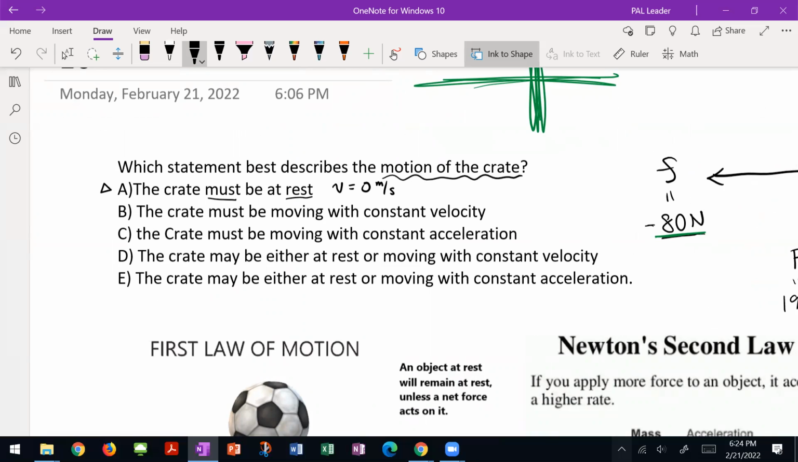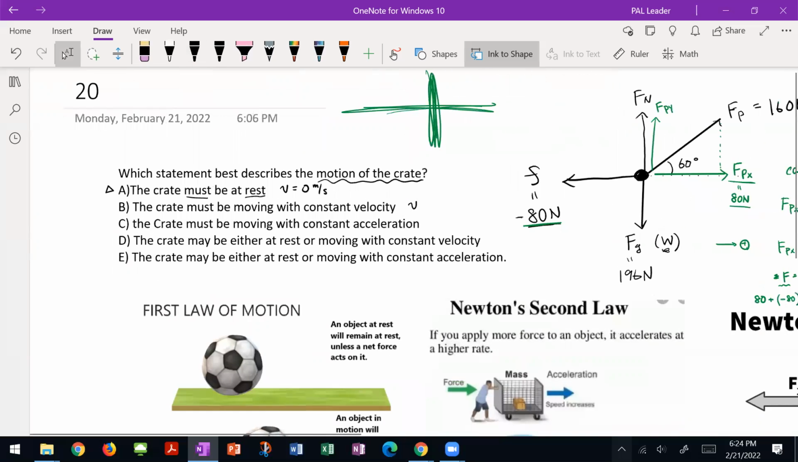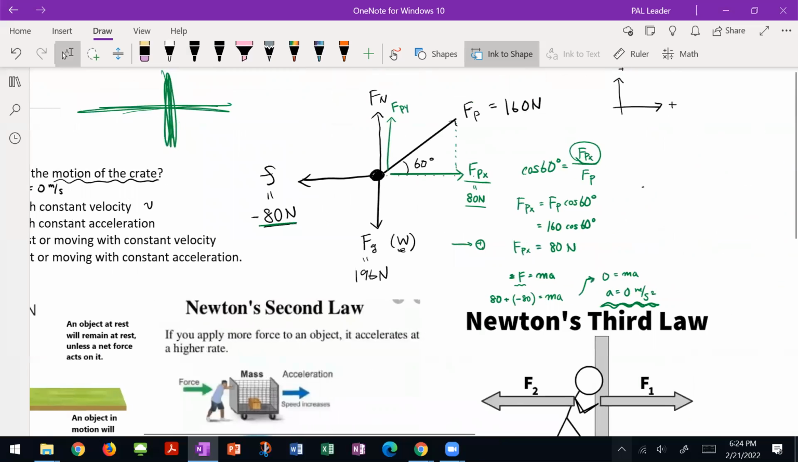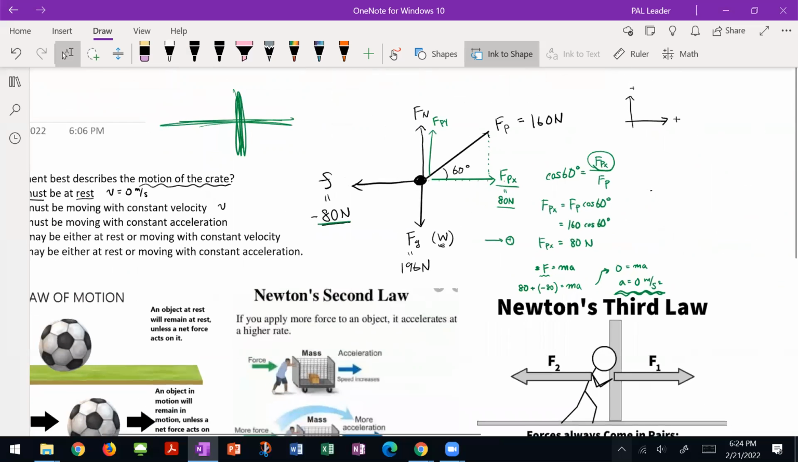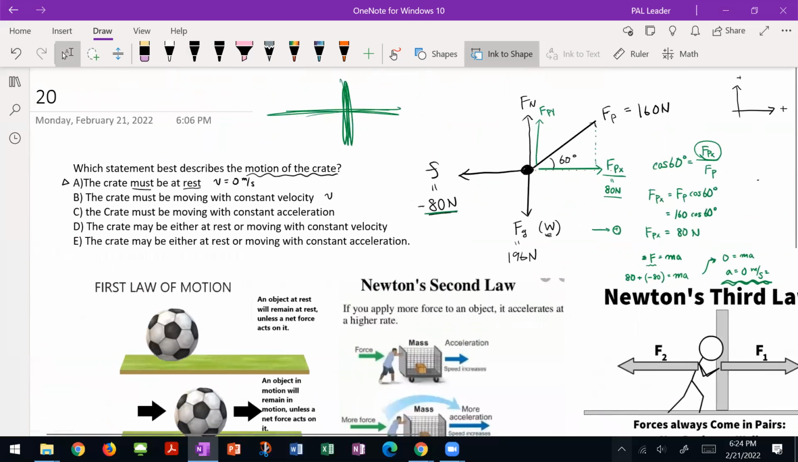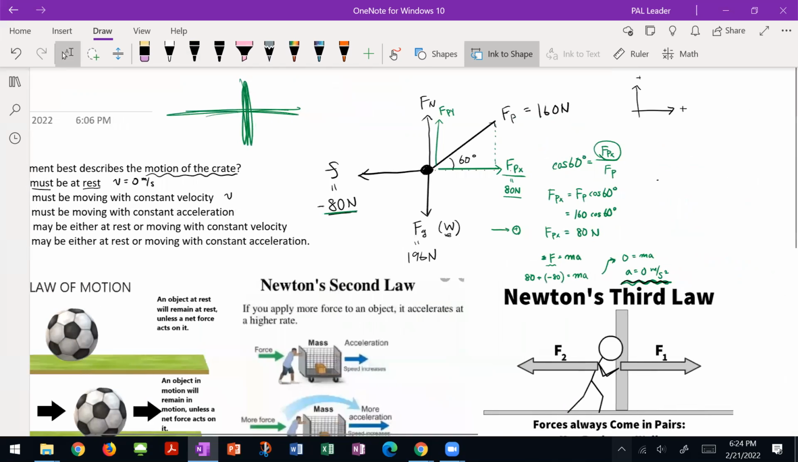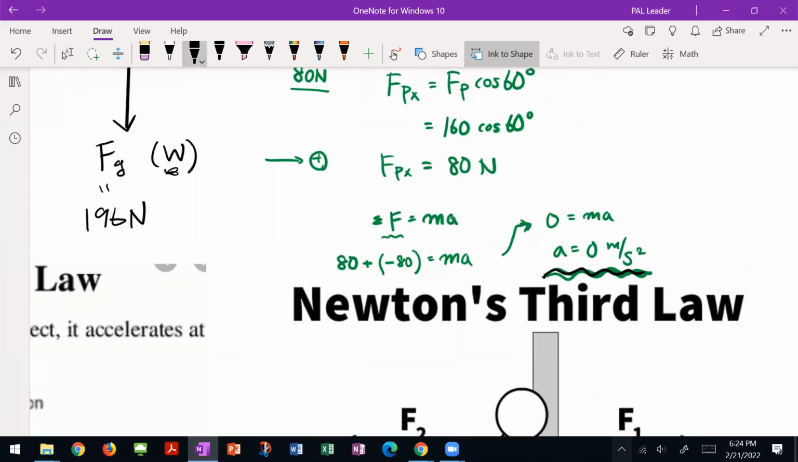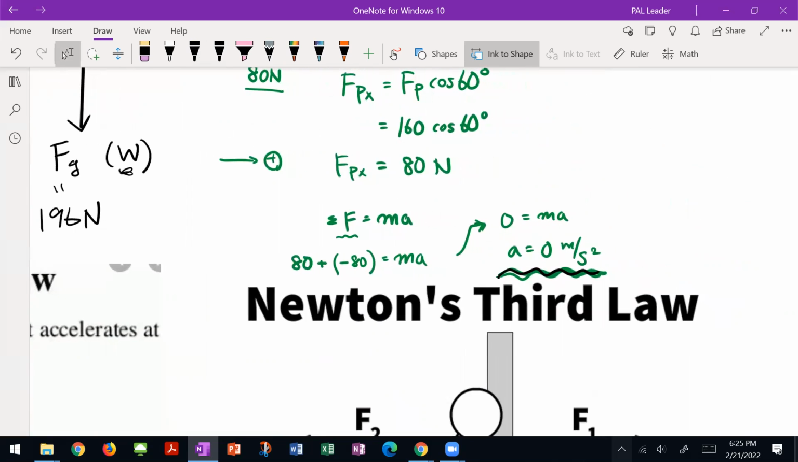Oh gosh. Okay, B, the crate must be moving with constant velocity. So now we're being told there is a velocity. Do we know if we have a velocity? We don't know. They didn't tell us anything. We only know that acceleration is 0, but could we have a velocity while having no acceleration? Yes, we can have a velocity with no acceleration.